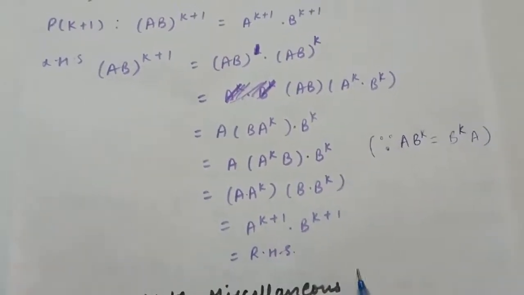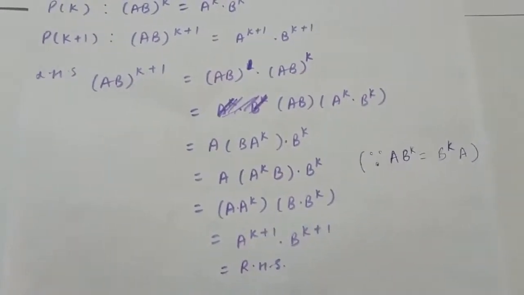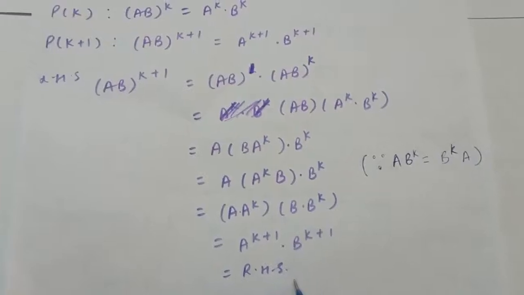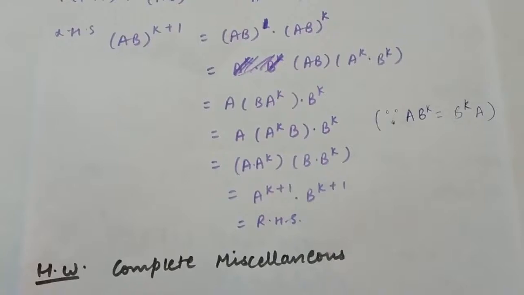So you will write down the last lines, that Pk plus 1 is true whenever Pk is true. Hence by PMI we can say Pn statement is true for all n belongs to natural number.